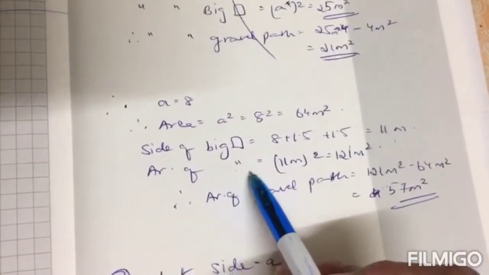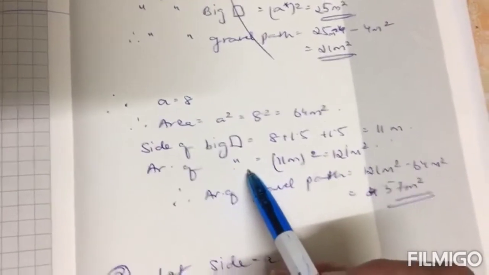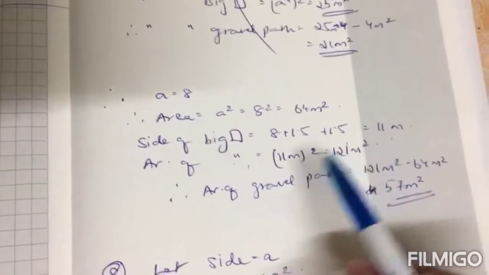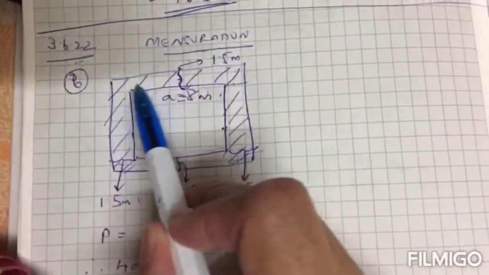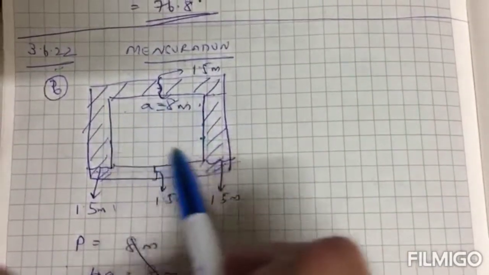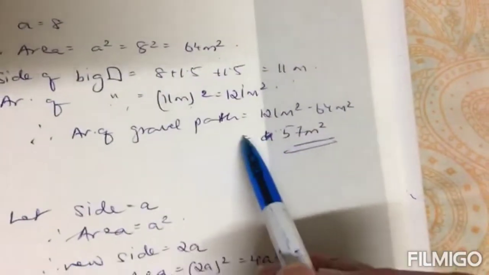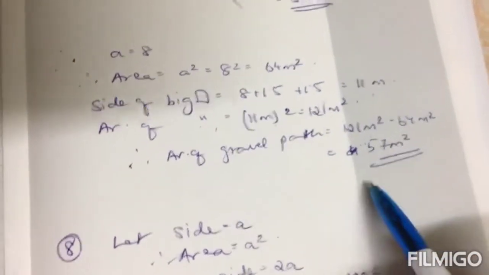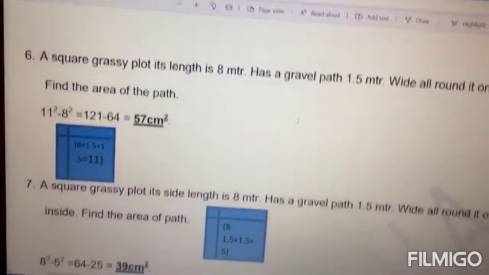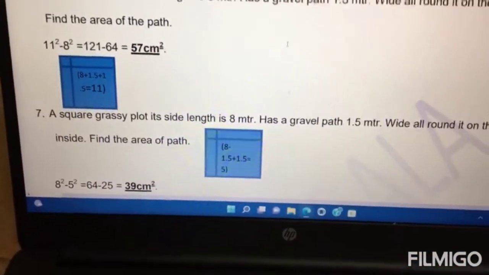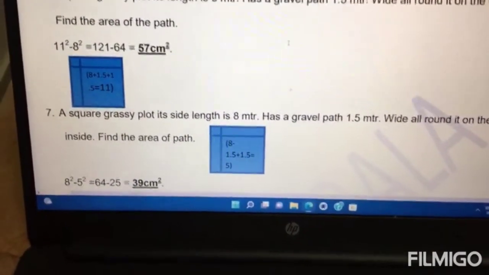Therefore, area of the bigger or the outer square is 11 meters whole square, which is 121 meters square. Therefore, area of the gravel path, which is the shaded region, is area of the outer square minus area of the inner square, which is 121 meters square minus 64 meters square is equal to 57 meters square. And that is the correct answer. Understood? You have to understand the question and draw a diagram so that it's clearer.